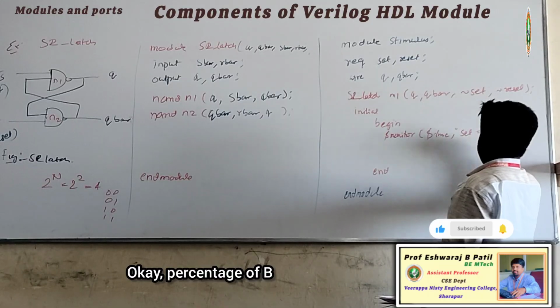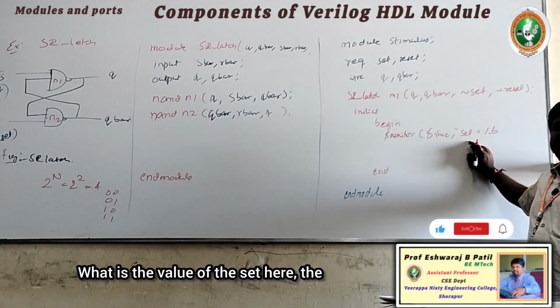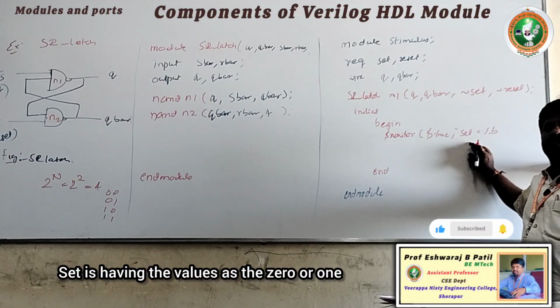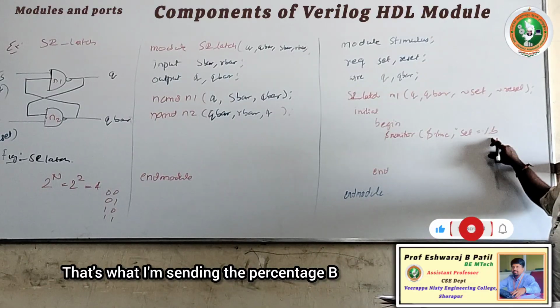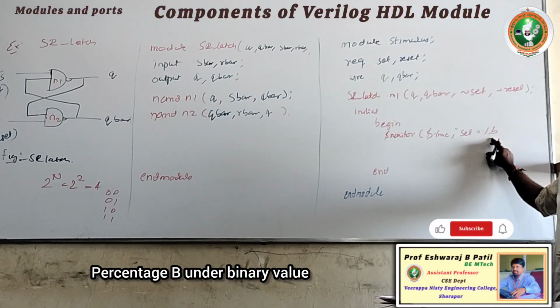Okay, percentage of B. What is the value of the set here? The set is having the value as 0 or 1. That's what I am sending to the percentage B. Percentage B means a binary value.